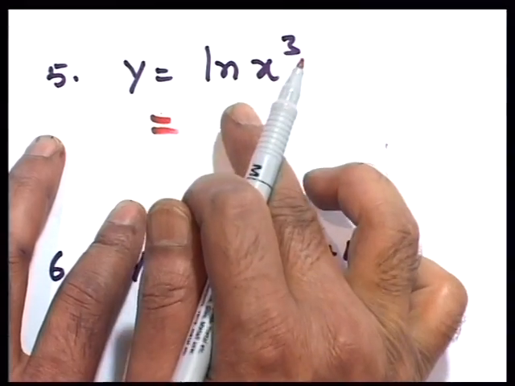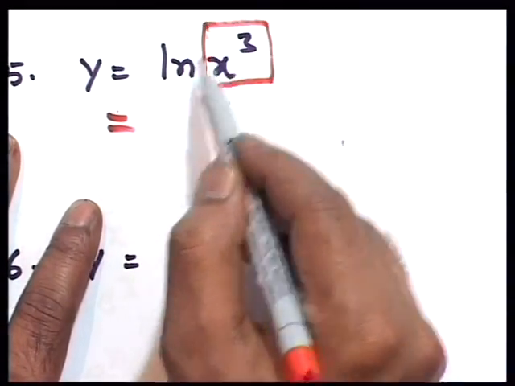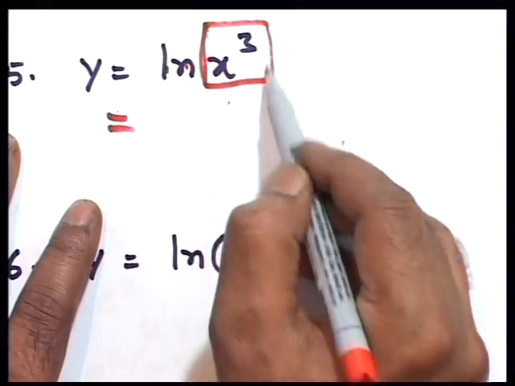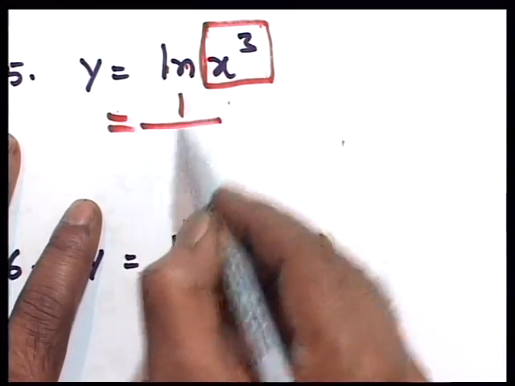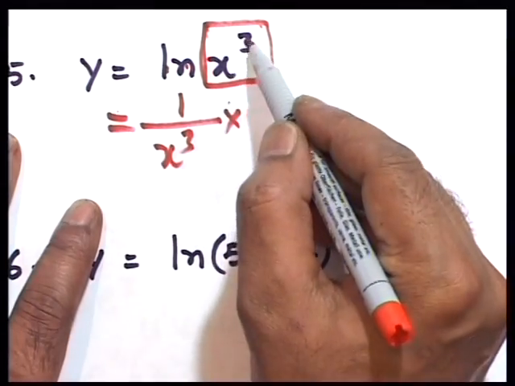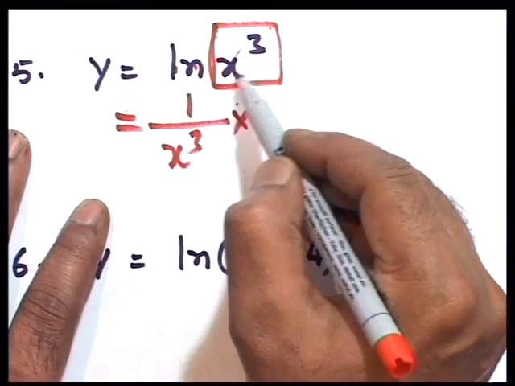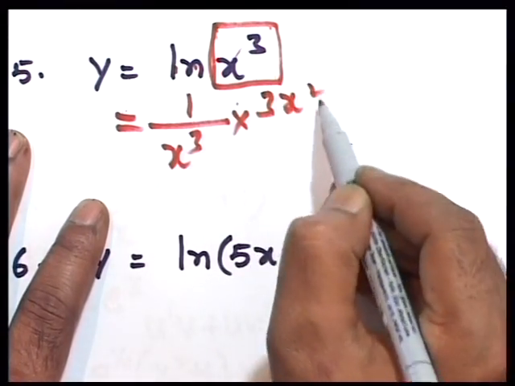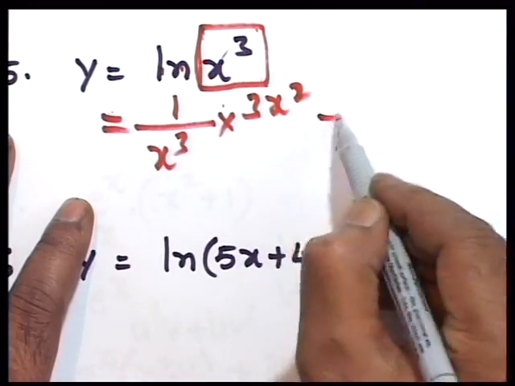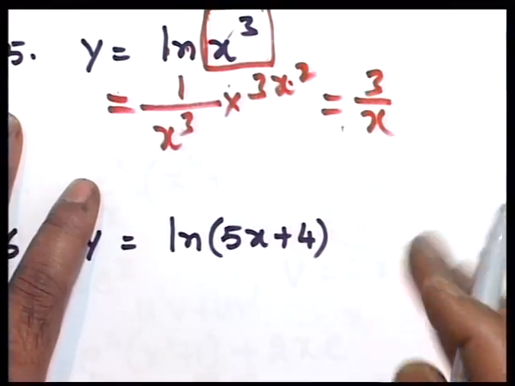So there are two ways to do this question. Watch very carefully. I call it a box. Natural log something is 1 over the same thing. Then multiply by, because it's not x, it's x cubed, use the chain rule and differentiate that, which is 3x squared. So the answer is now x squared cancels, we get 3 over x. That's one way to do it.